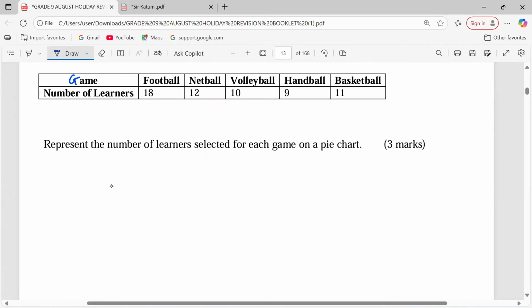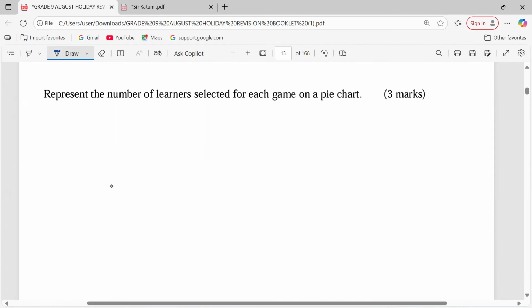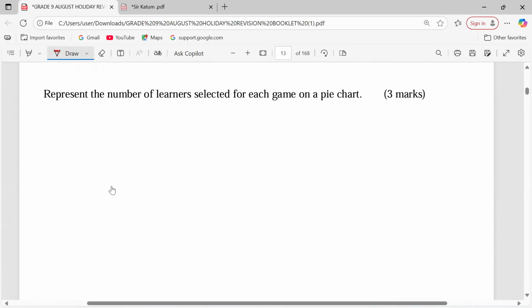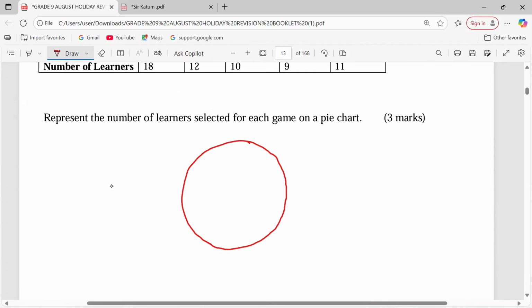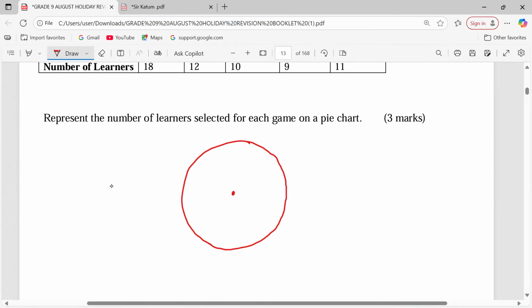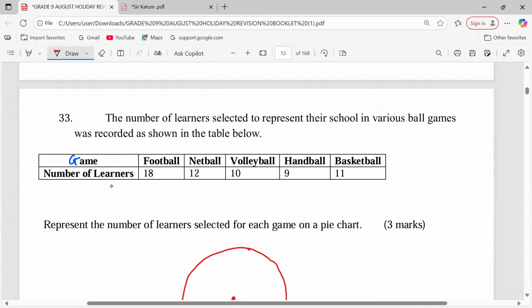On a pie chart. So a pie chart is otherwise called a circle graph. And that is what we are going to establish this time. So we are supposed to come up with a circle first, like that. Then with the circle, we identify the center of the circle. Then we are supposed to represent every number using a given angle that corresponds to the number.